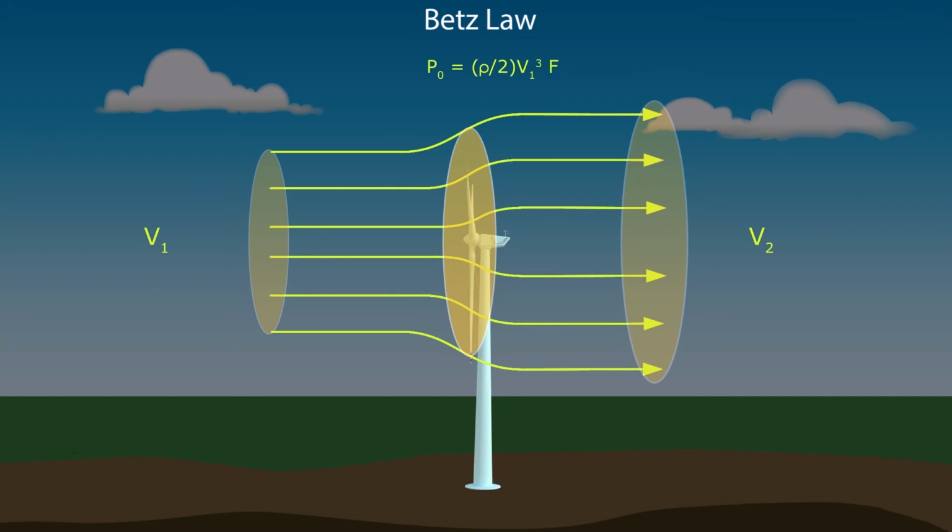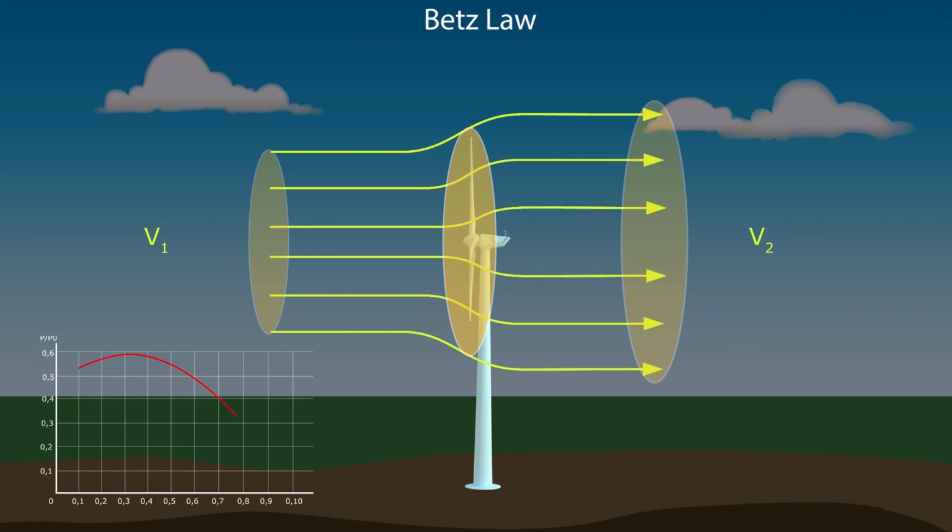The ratio between the power we extract from the wind and the power in the undisturbed wind is then P/P0 = 1/2 × (1 − V2/V1)² × (1 + V2/V1). We may plot P/P0 as a function of V2/V1. We can see that the function reaches its maximum for V2/V1 equals 1/3, and that the maximum value for the power extracted from the wind is 0.59, or 16/27, of the total power in the wind.